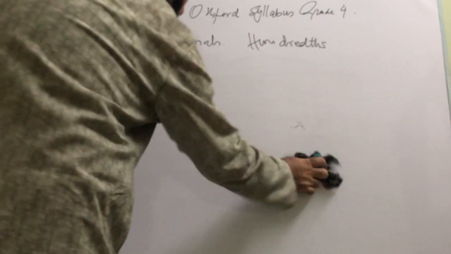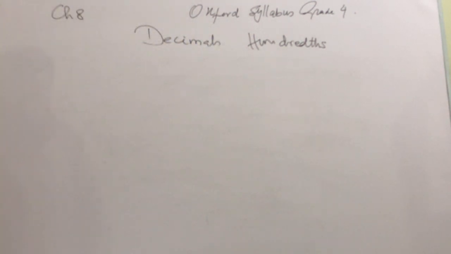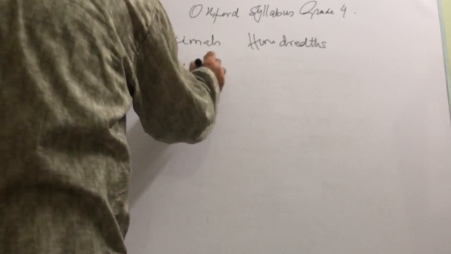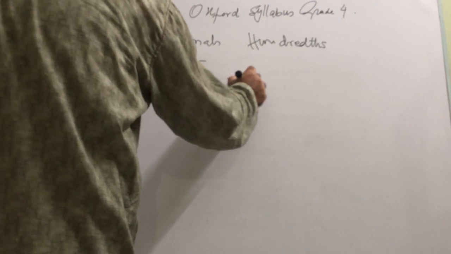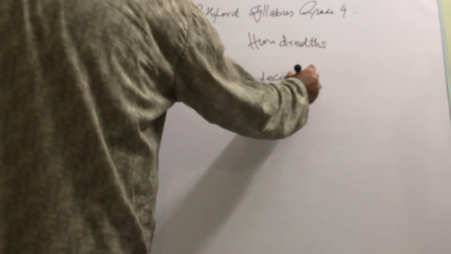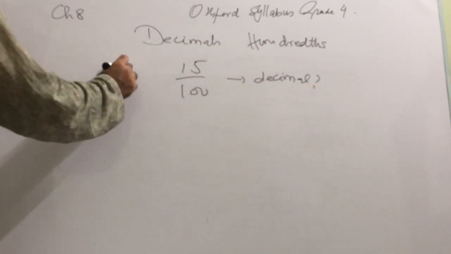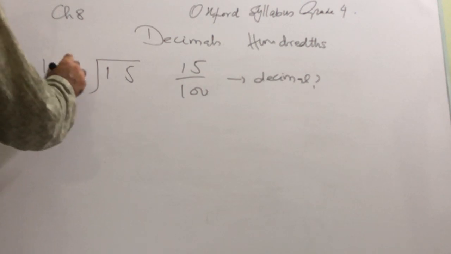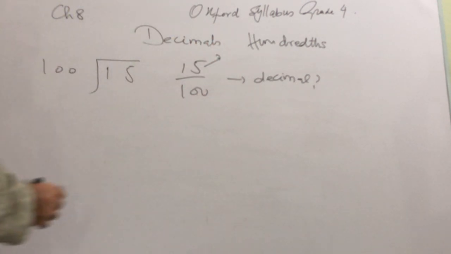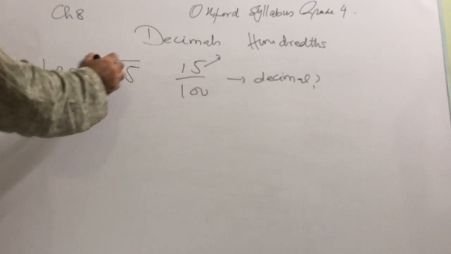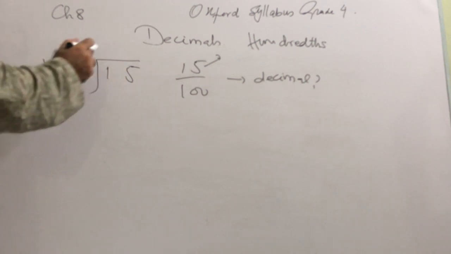We are talking about questions on page number 157. Question number 4 on 158. Express 15 over 100 as a decimal. What we'll do is, we just divide this numerator with the denominator. This is numerator, this is denominator. 15 cannot be divided with 100 because 15 is smaller than this. Put point here.